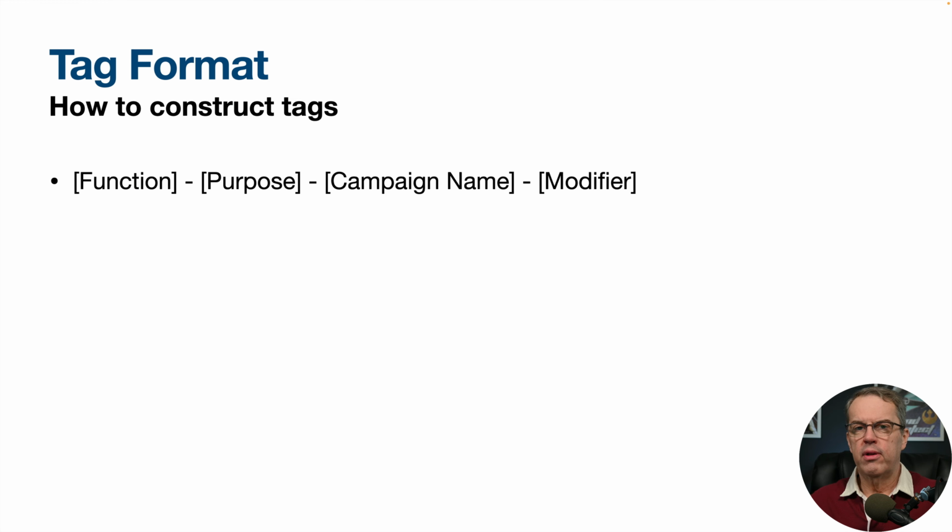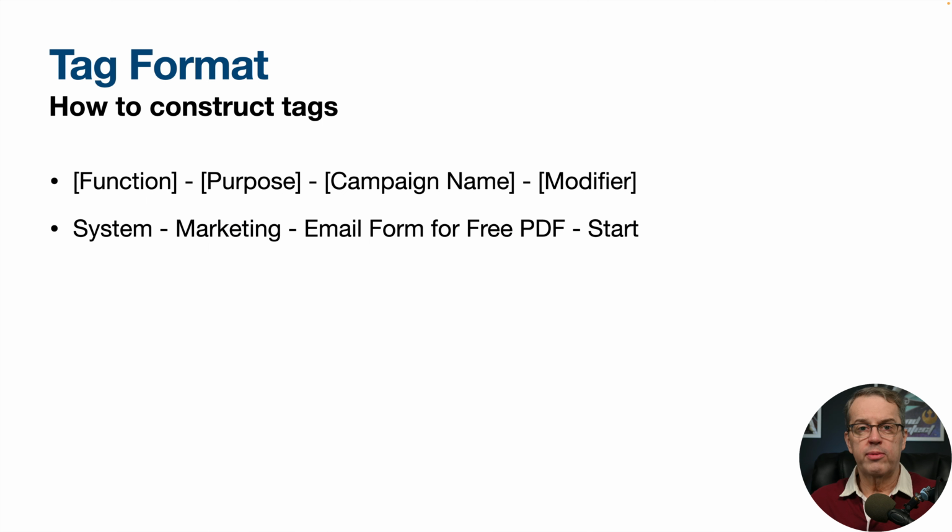All right, let's talk about the format of the tags. Remember what I said, that these are guidelines, not rules. So what I do is I come up with a function, a purpose, a campaign name, and perhaps a modifier. An example is what we talked about, system tags. So it could be system. The purpose is for a marketing effort. The campaign name is an email form for a free PDF, whatever lead magnet you have. And then its purpose is to start.